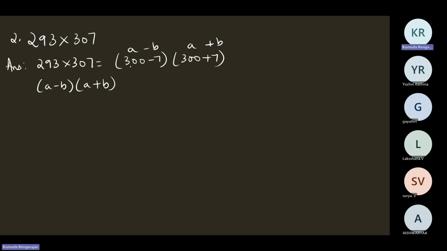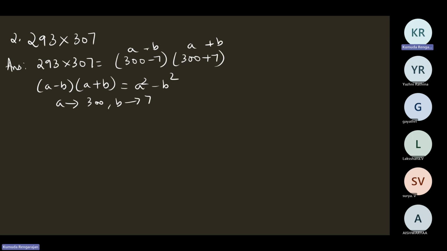The question is not directly given like that. The question is 293 into 307. We are able to write it in the form (A minus B) into (A plus B). So that's what I mean by saying the question is of the form (A minus B) into (A plus B). It's not directly given like that, but you express the question in that form. So the answer is A squared minus B squared, where A is 300 and B is just 7.